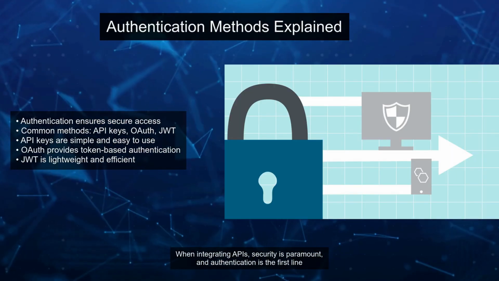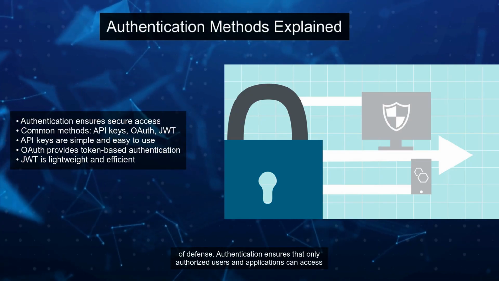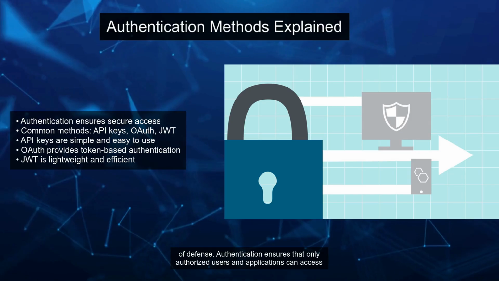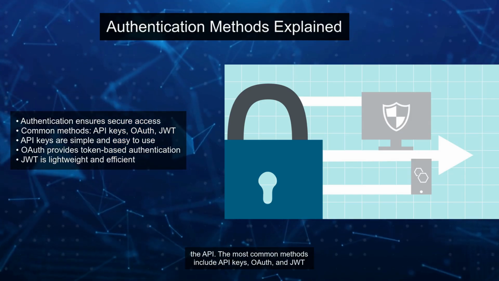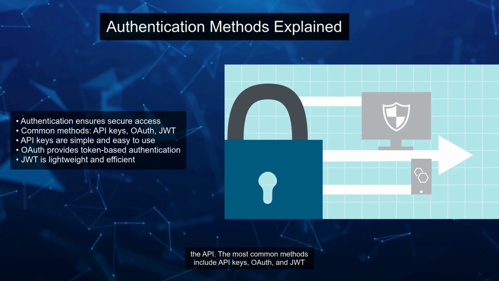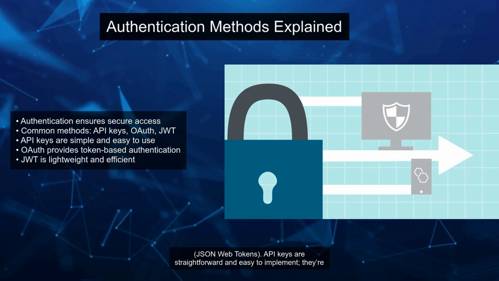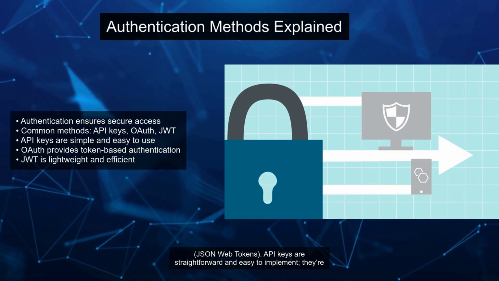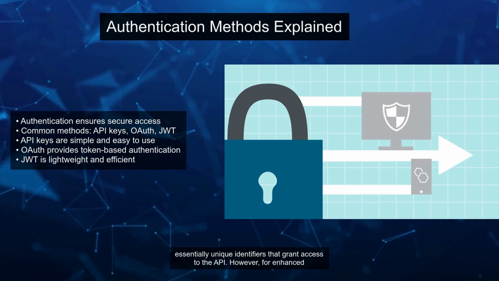When integrating APIs, security is paramount, and authentication is the first line of defense. Authentication ensures that only authorized users and applications can access the API. The most common methods include API keys, OAuth, and JWT, JSON Web Tokens. API keys are straightforward and easy to implement. They're essentially unique identifiers that grant access to the API.